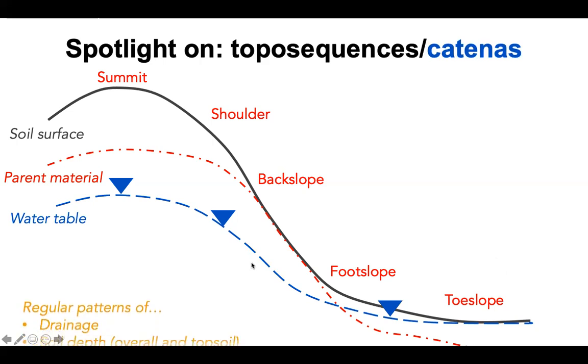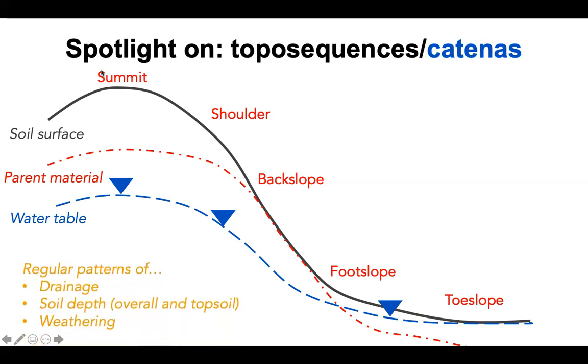So then what happens is we get these regular patterns of drainage, right? We have well drained all the way to very poorly drained at the toe slope. We also have changes in soil depth across this catena, both overall and the depth of the topsoil. And then there are these regular patterns of weathering, right? We have erosion happening. When you have waterlogged soils, there are specific things that happen to it. We'll learn about that later, but just know that a catena will give you these regular patterns of soil formation, so much so that we gave them a specific name.